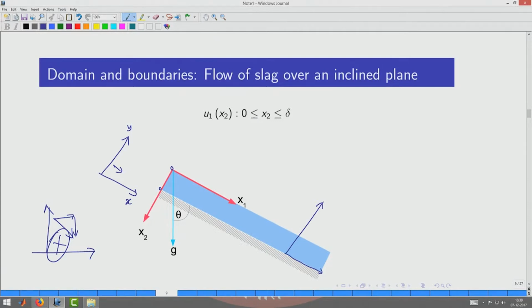Now, the domain is defined here again. You can see that the domain is defined in a very simple way from 0 to delta. So, you can then see that this distance is delta. So, the domain is only from 0 to delta.